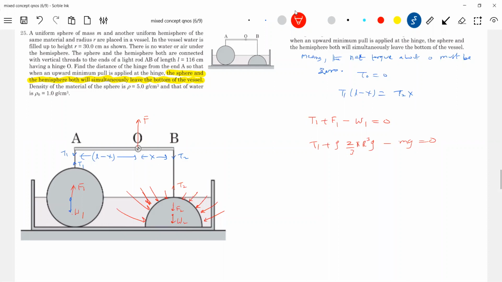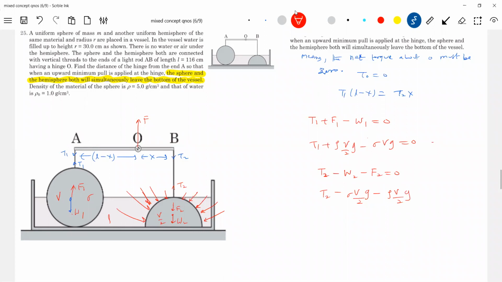So the other sphere, the weight of this should be half of this. Or if you take this as volume V, total volume V, so this should be V by 2. In terms of that, this will become rho V by 2 g, density of material, sigma Vg equals 0. Then T2 minus W2 minus F2 equals 0 on the hemisphere. So this tension T2, weight of this should be rho V by 2, sigma V by 2 g equal to rho V by 2 g.